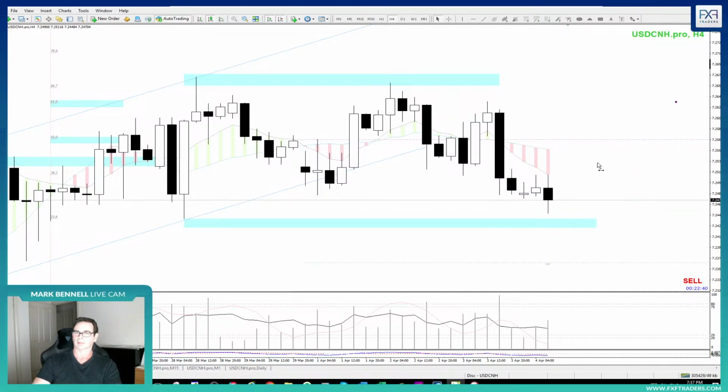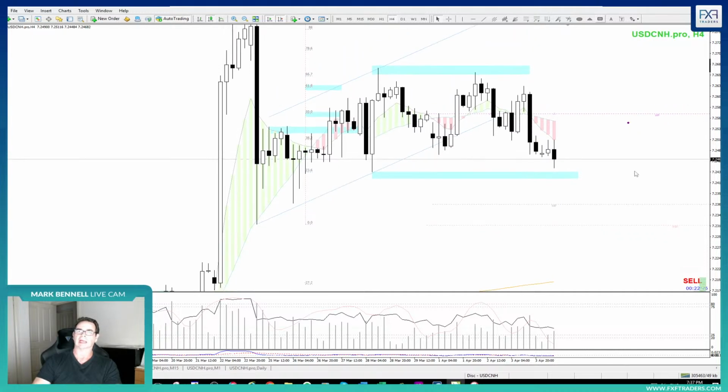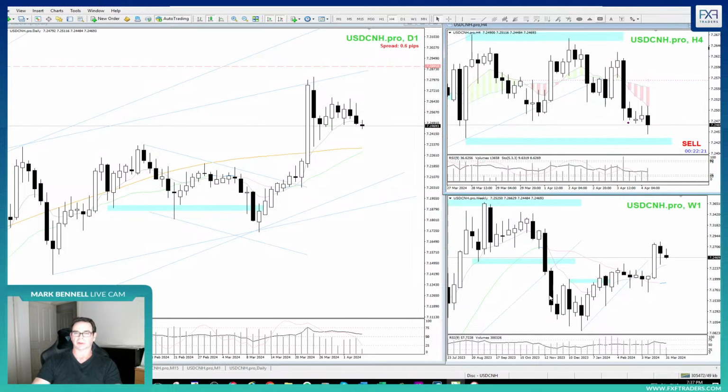All right. But then, of course, if it just blasts through and we get a big candle, we've got no choice then but to wait for the pullback. Single leg, double leg, multi-leg. Dollar Chinese yuan.